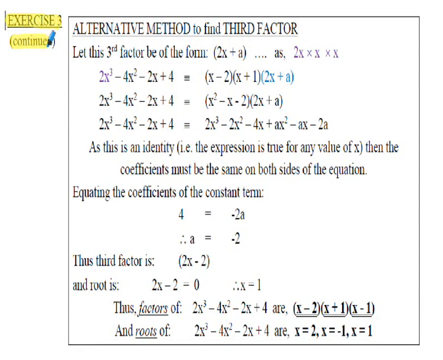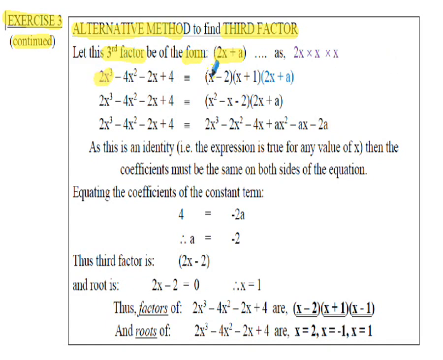Exercise 3 continued. This is an alternative method to find the third factor using equating coefficients. So in this approach, we're going to have to let the third factor be of the form 2x plus a. So the question is, why is it 2x plus a? Well, in the expression given, the cubic term is 2x cubed.